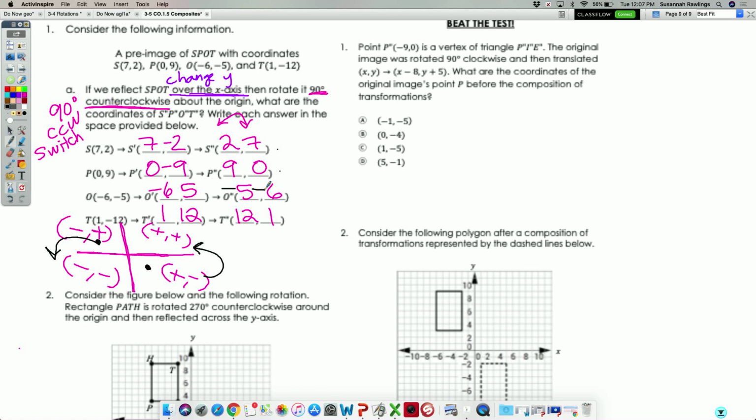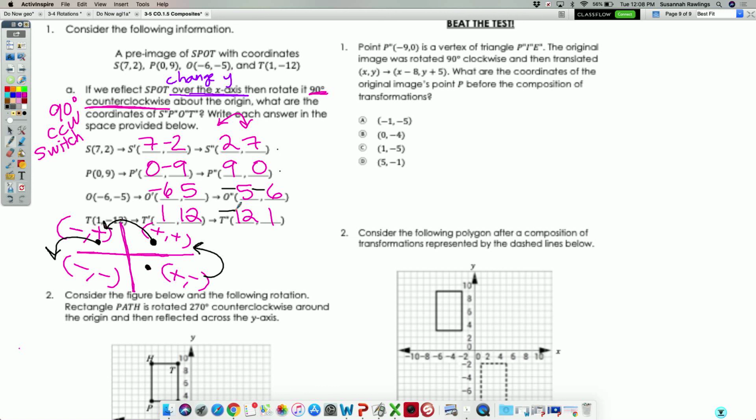Okay, and the last one, I'm in the positive, positive, and I'm going counterclockwise to the negative, positive. So that's just a little trick there that we can use. Questions? So we did that all without a graph. You could obviously use a graph if you wanted to. Okay, let's move to this other number one.